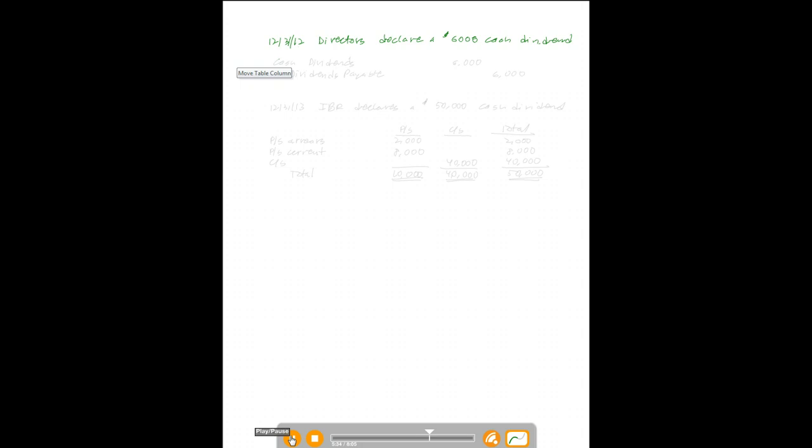So the journal entry is going to be cash dividends for $6,000 and credit dividends payable. And this is the same journal entry that you had when you pay a cash dividend to common or preferred. It's just cash dividends. But we have to keep track that now we have dividends in arrears of $2 a share for the preferred stock.